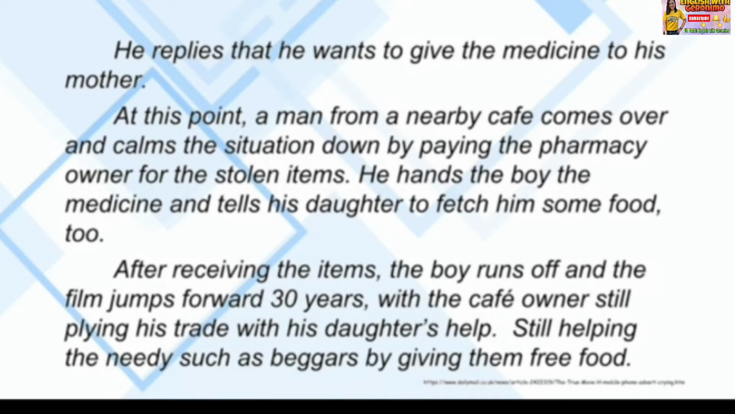At this point, a man from a nearby cafe comes over and calms the situation down by paying the pharmacy owner for the stolen items. He hands the boy the medicine and tells his daughter to fetch him some food, too. After receiving the items, the boy runs off, and the film jumps forward 30 years, with the cafe owner still plying his trade with his daughter's help.